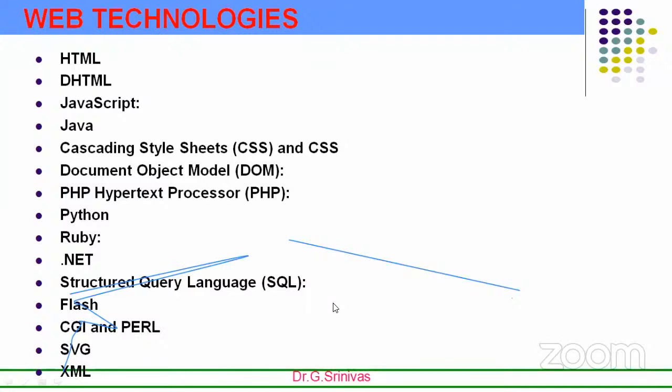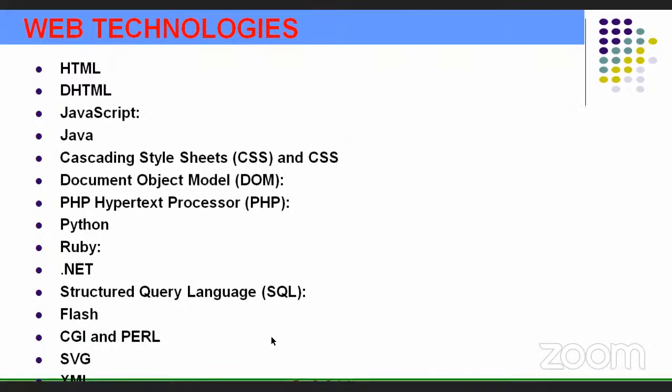So to use Ruby, we need not pay any amount. Directly, we can download and we can use. We need to write the coding.